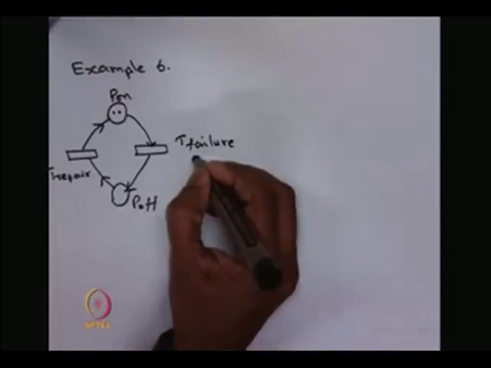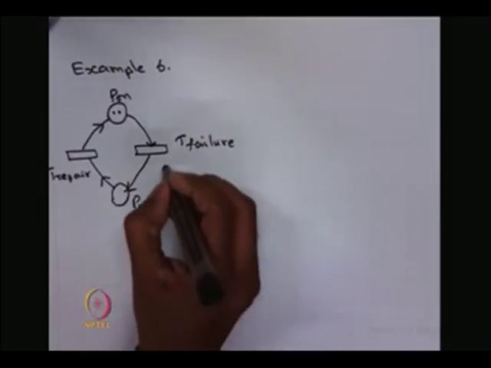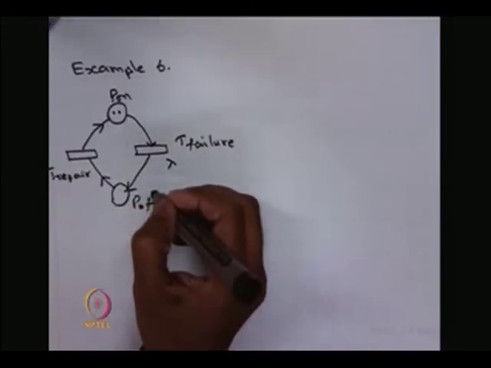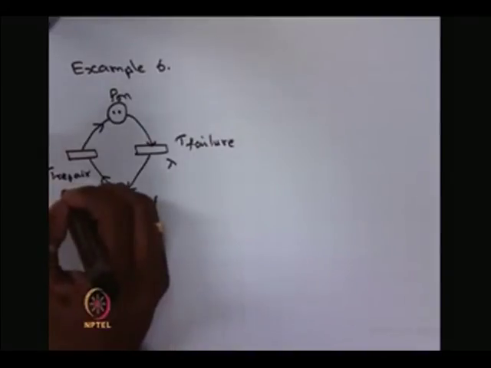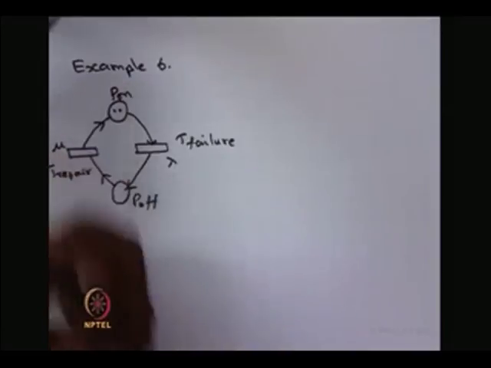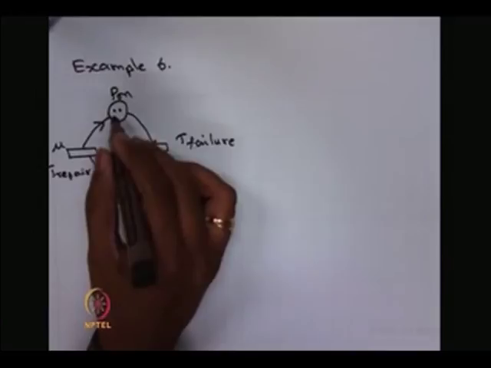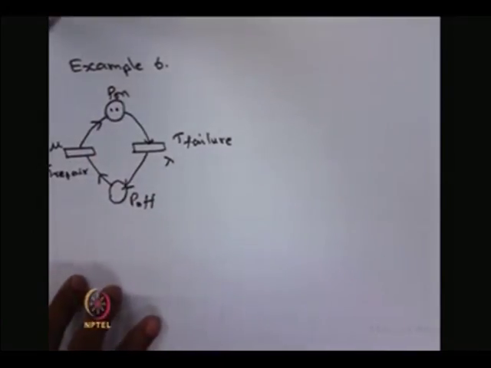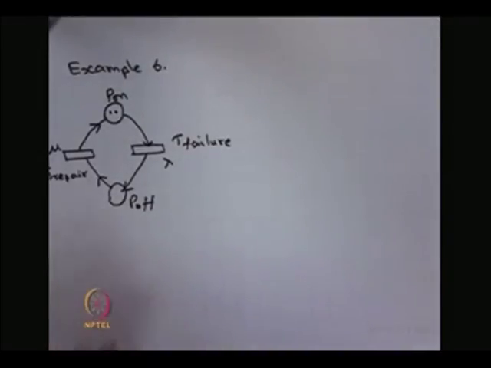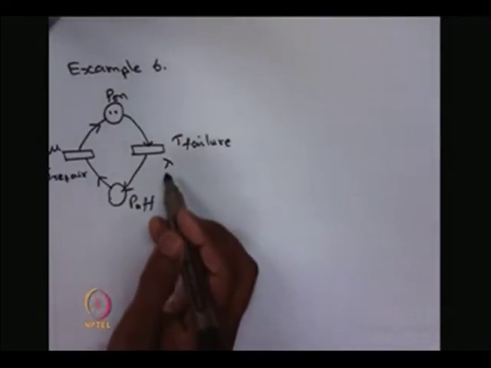Assume that T failure is exponentially distributed with the parameter lambda. The T repair is also exponentially distributed with the parameter mu. We assume that we have two components. We have two components in the system. Each component failure is exponentially distributed with the rate lambda.